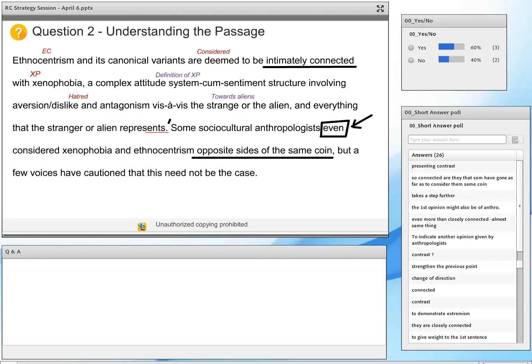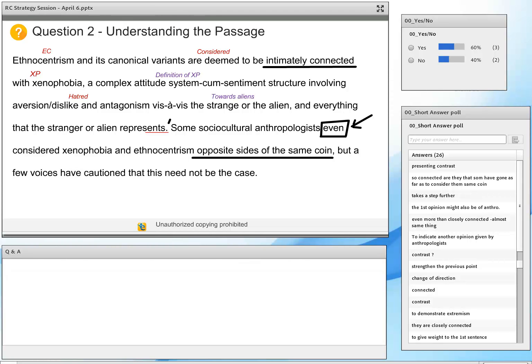Okay? So connected are they that some have gone as far as to consider them sides of the same coin. Absolutely right. Now, this level of connection or this level of understanding is what you need to have when you read the passage. You need to be able to understand this. Why has the author used the word even? It's a very small word, right? But there is a reason why the author has put that word in there. That word has been put in there so that you can draw linkages in the passage.